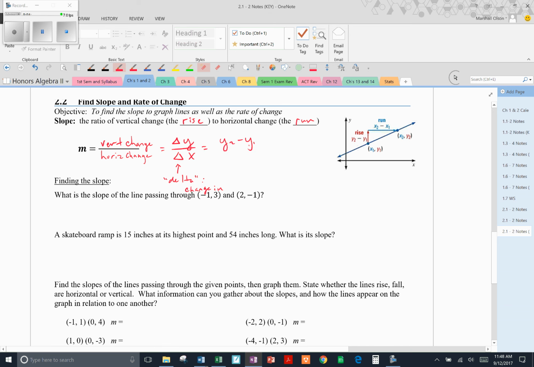So the formula that we end up using is y2 minus y1 over x2 minus x1. It's just a fancy way of saying everything that we've just said. It's the change in the y values over the change in the x values. That's what you'd want to use if you're given 2 points like you are here.